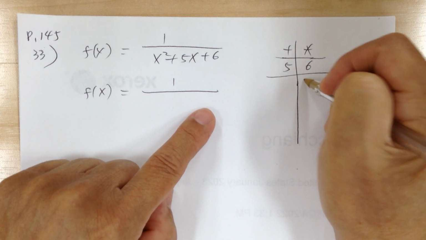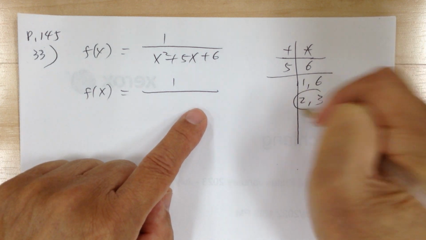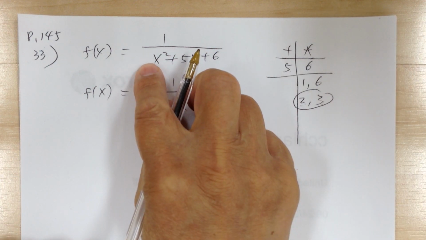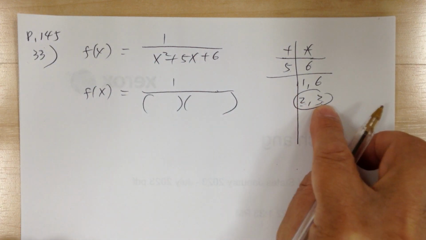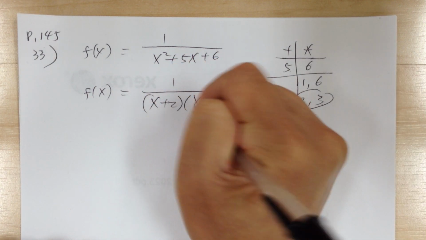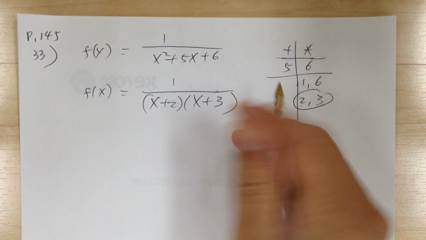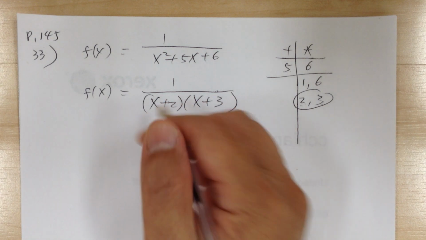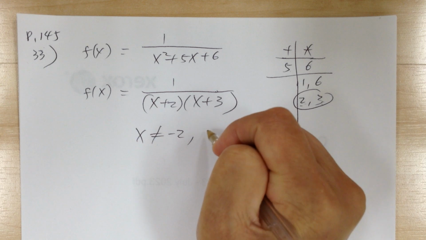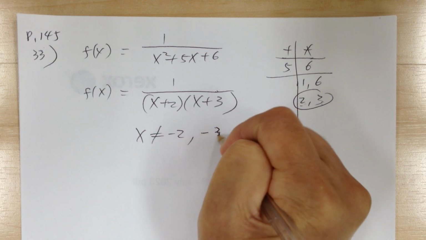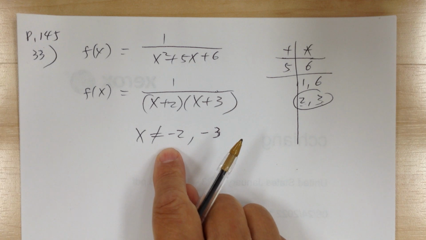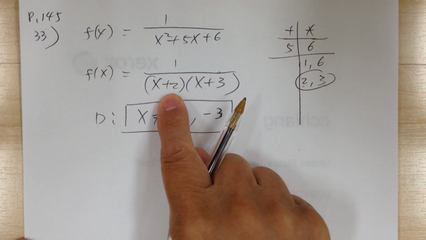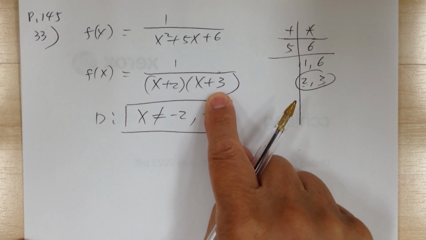If you try 1 and 6, no. 2 and 3, this will work, right? 2 times 3 gives you 6, 2 plus 3 gives you 5. There's no number in front, so it's 1, and you can just put what you have in here. So it becomes x plus 2, x plus 3. That means the excluded values are x cannot equal negative 2 and cannot equal negative 3. Those are the values you're not allowed to have, because when x equals negative 2, it will equal 0. When x equals negative 3, it will give you 0.